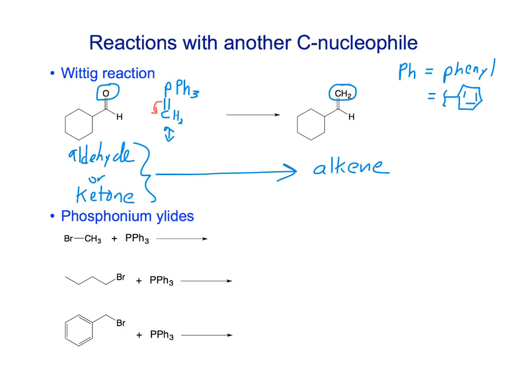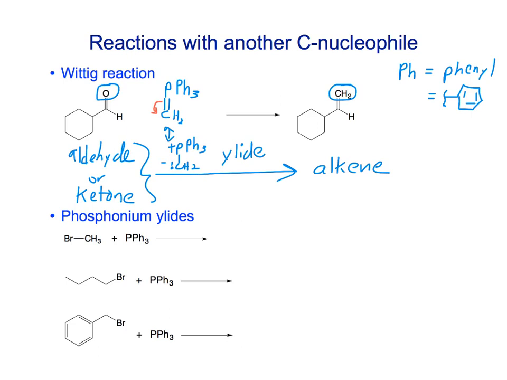So the resonance form would look like this, with a CH2 here and a plus on the phosphorus and a minus on the carbon. Okay, so this type of species that has a minus and a plus adjacent to each other has a weird name. It's written out like this, and it's called an ylide.